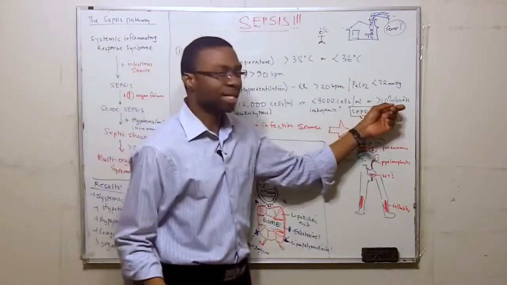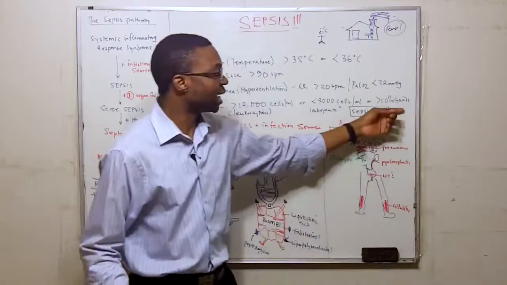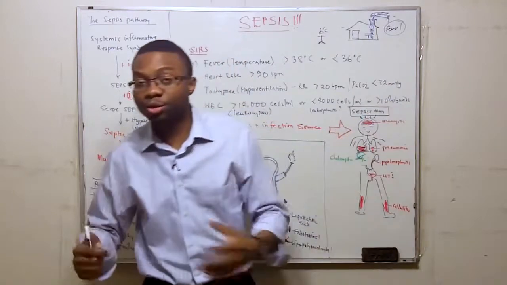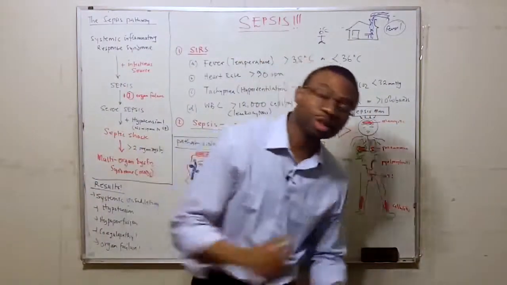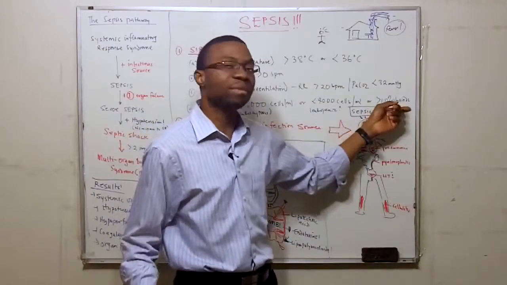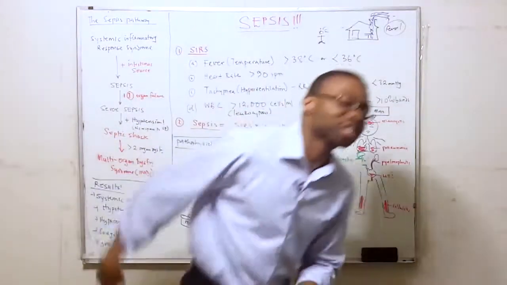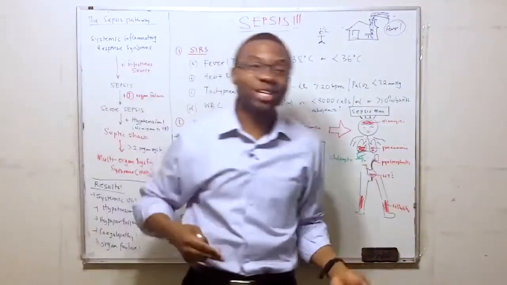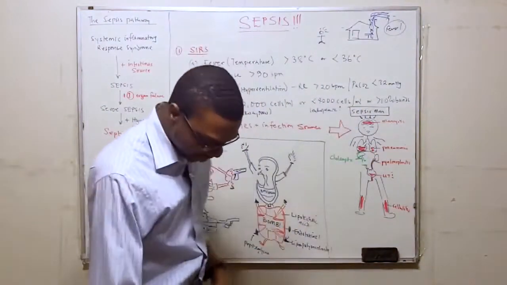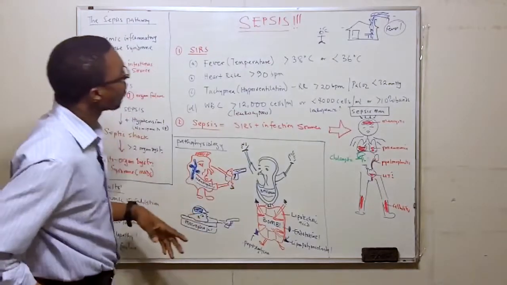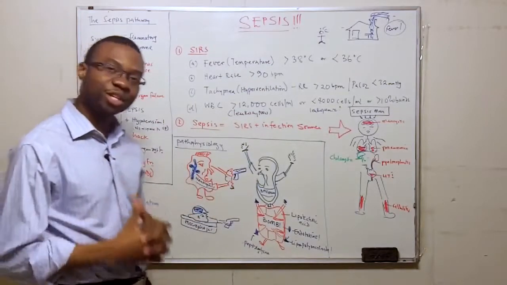See, greater than 10% bands, that's a left shift. Usually the neutrophils are being rushed out and pushed out. And so you're going to see bandemia. Literally, immature neutrophils try to get out, try to buy their own guns to go start shooting and killing the bacteria. So, what is the definition of SIRS again?